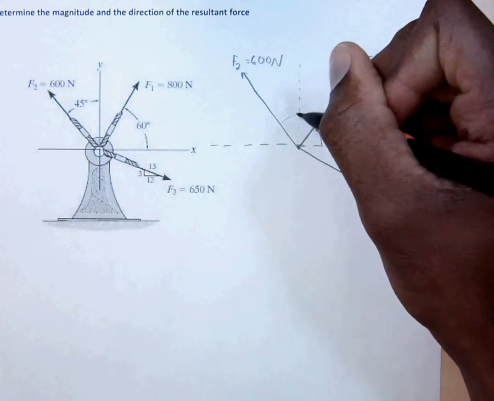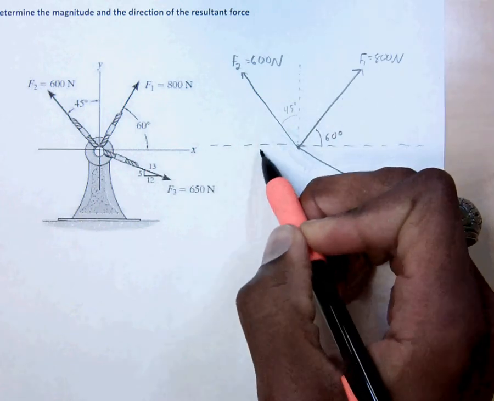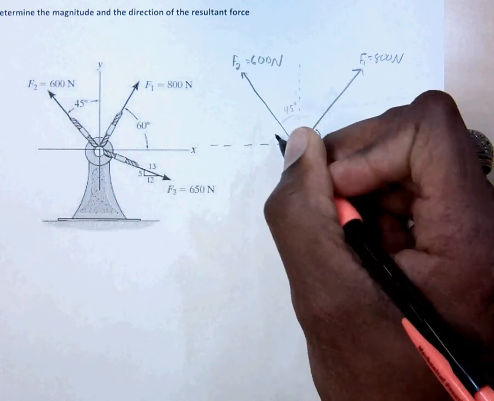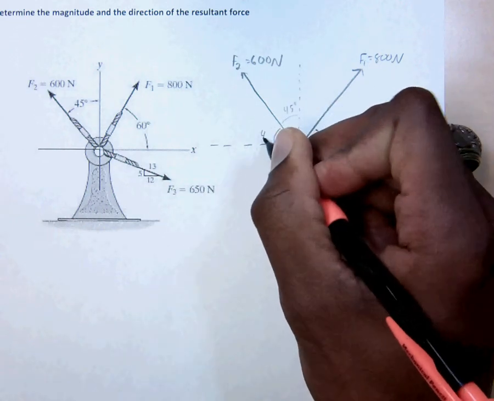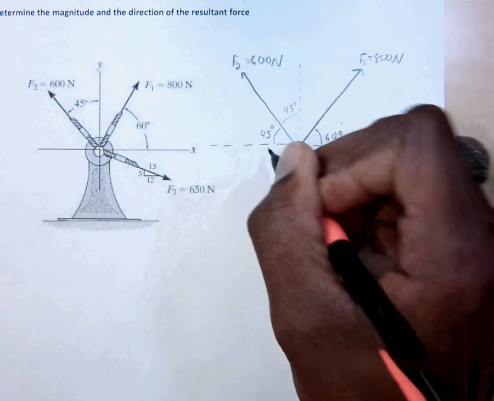And so if this angle is 45 degrees with the horizontal, then the rest of the angle, having to be 90 degrees between the y and the x-axis, is going to have to be 45 degrees too. So force 2 is 45 degrees from the horizontal.